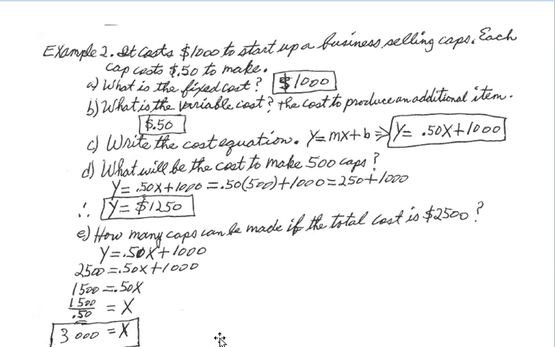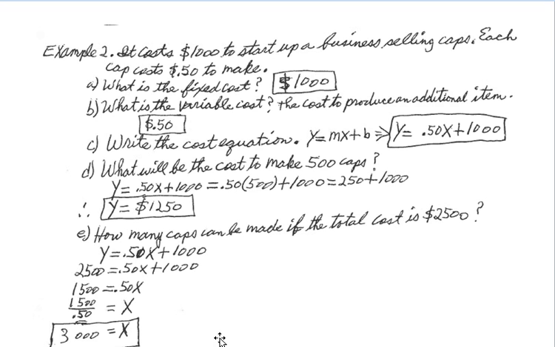C. Write the cost equation. The cost equation is of the form y equals mx plus b, which is y equals 0.50 times x plus 1,000. D. What will be the cost to make 500 caps? Notice the cost is going to be the value for y, and 500 represents the number of additional caps that are going to be produced.